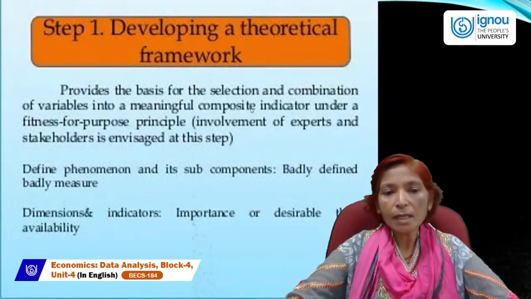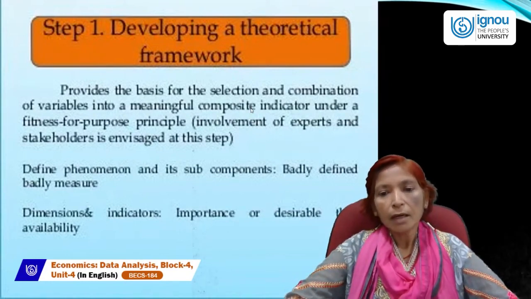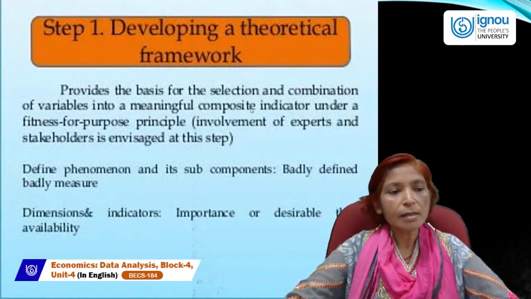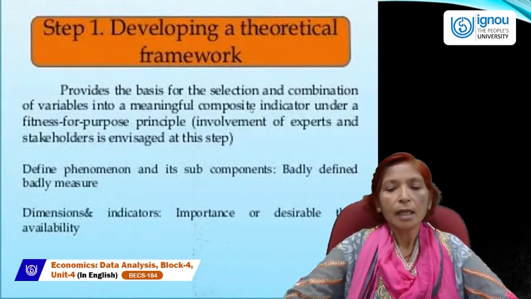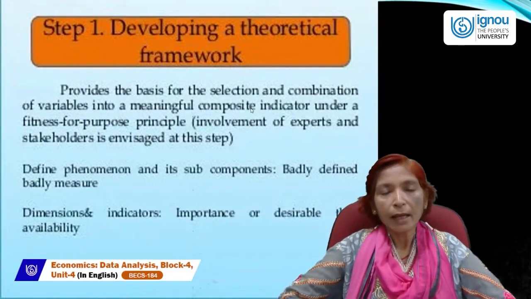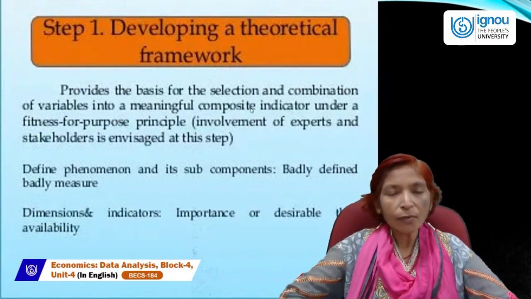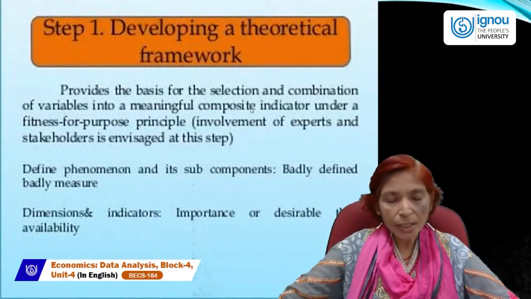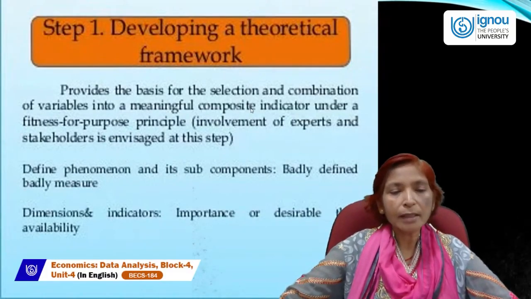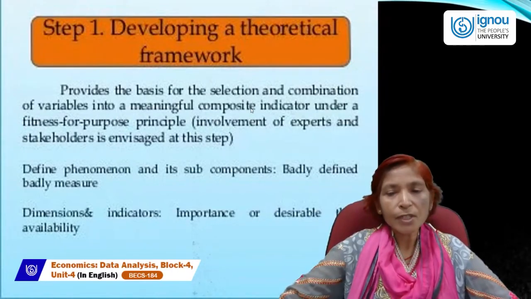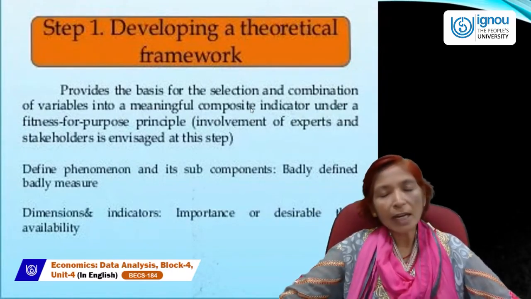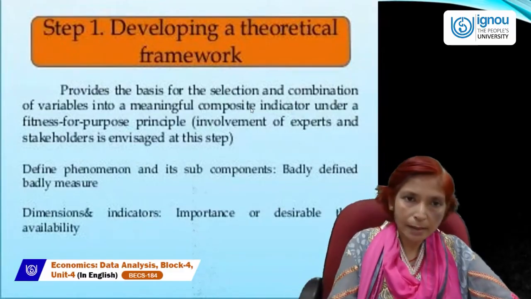This defines the phenomena and its subcomponents, badly defined, badly measured, dimensions, indicator importance or desirability, then availability. So first of all, if we want to make this composite index, we have to develop a theoretical framework, what type of study, what type of variables we are using while making this composite index.